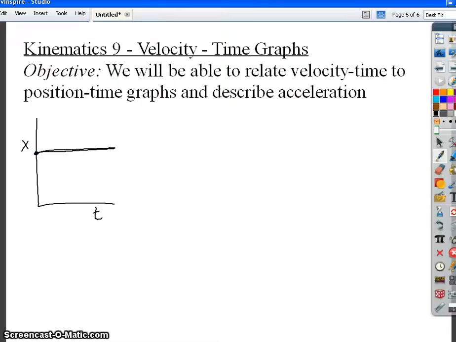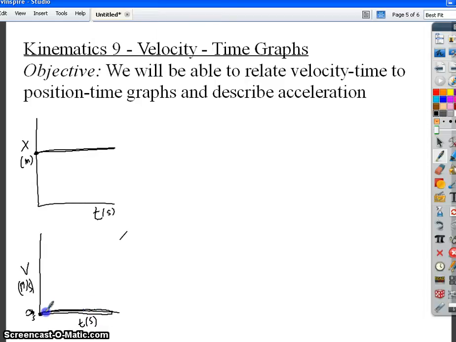So if I drew a velocity-time graph, now I'm measuring velocity. So x is in meters, time is in seconds, that doesn't change. Velocity is in meters per second. If I had to make a graph based off this one, what would it be? Well, if an object is not moving, its velocity is 0 meters per second. So it would just be a straight line right on the x-axis here.